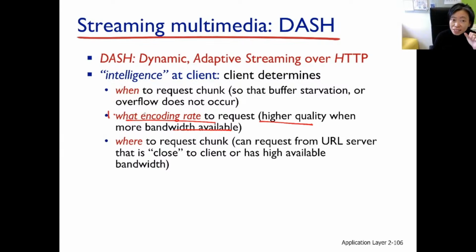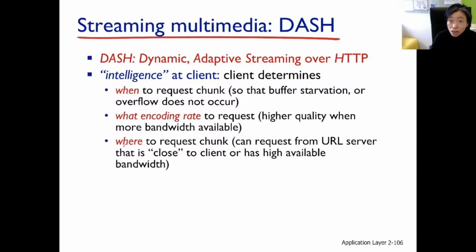There are actually two more intelligences that are implemented in the client. The second one is this: where to request the chunk. And the third: when to request the chunk. Let's talk about each of these a bit further next.